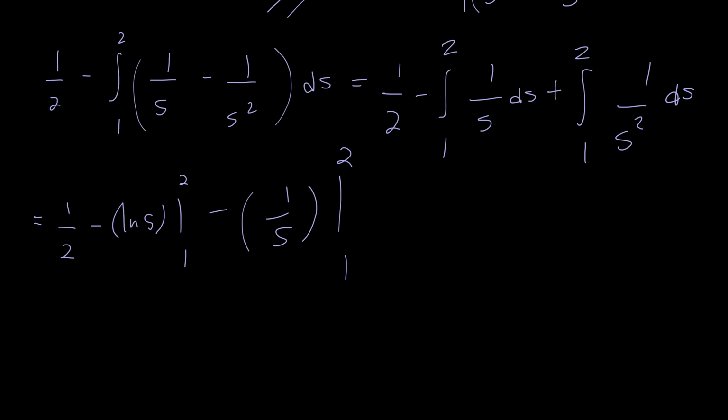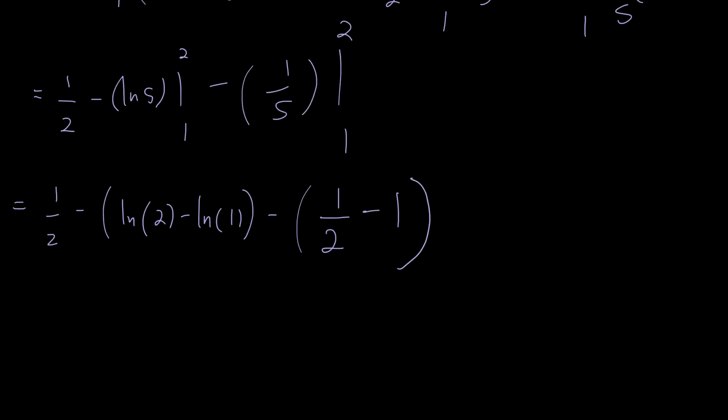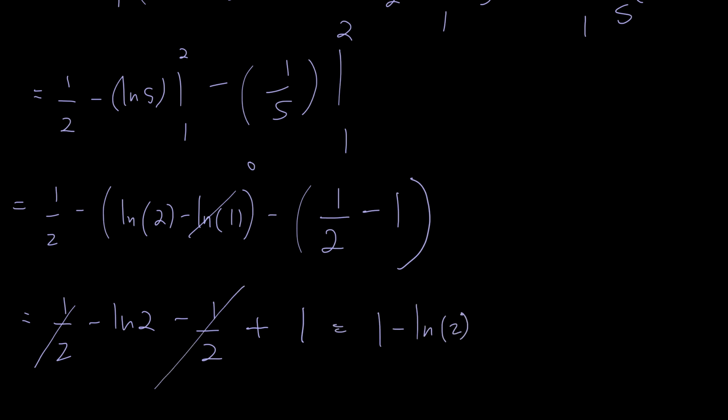So now evaluating the bounds, we have 1/2 minus the natural log of 2 minus the natural log of 1 minus, we're going to have a 1/2 minus 1. And then we have 1/2, this cancels, minus the natural log of 2. And then we're going to have a negative 1/2 plus 1. And these 1/2s end up canceling, so we have 1 minus the natural log of 2.